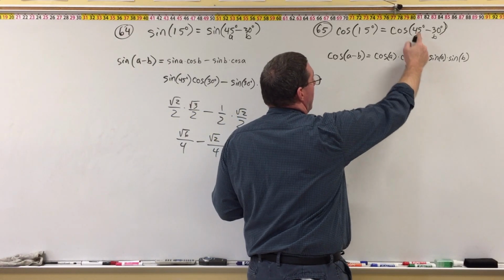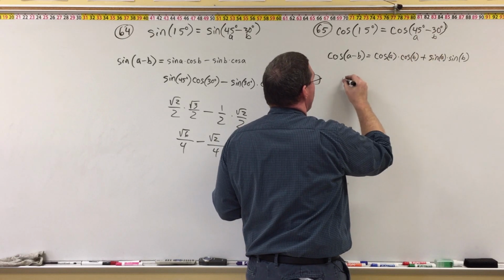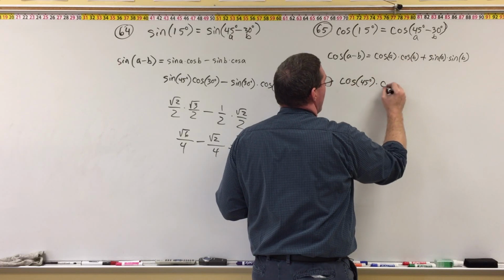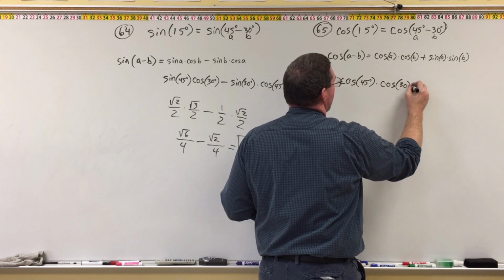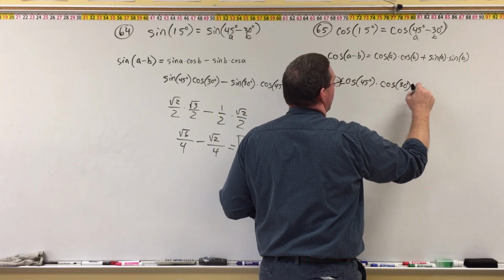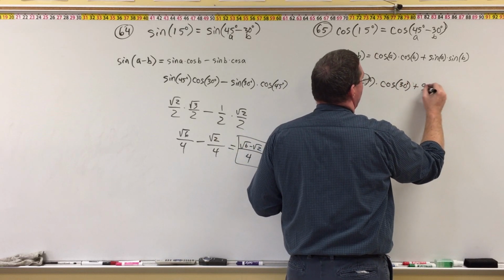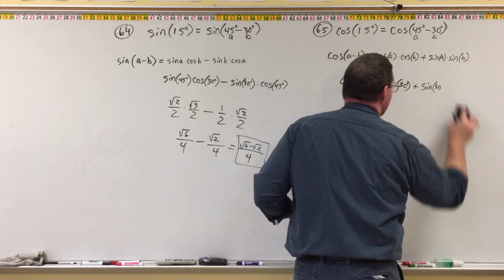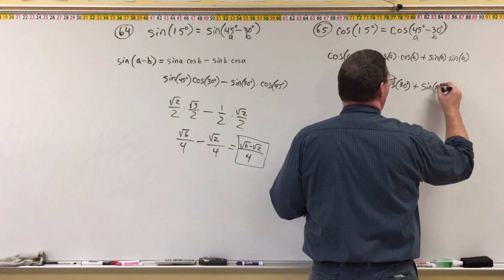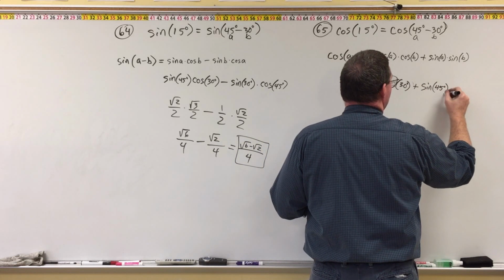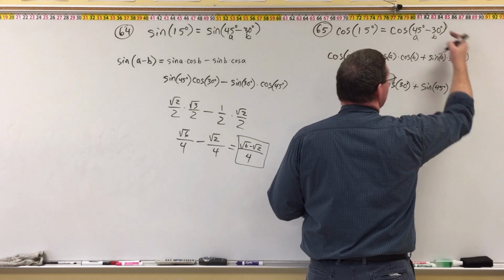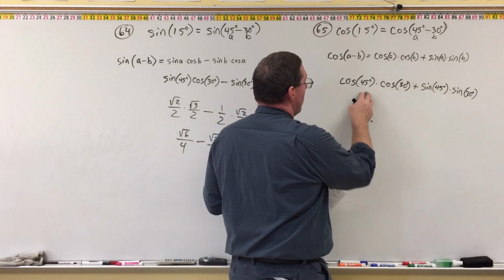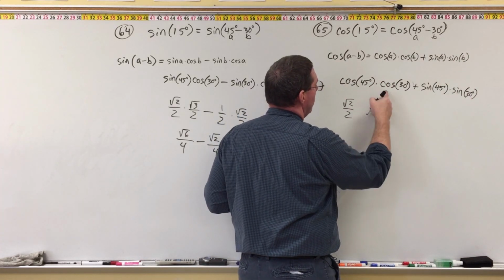is going to be, here's our formula. A is 45, B is 30. So we're going to have cosine of 45 degrees times cosine of 30 degrees, plus sine of 30 degrees, or excuse me, that's 45. Sine of 45 times sine of B, which is 30 degrees, cosine of pi over 4, that's square root of 2 over 2.